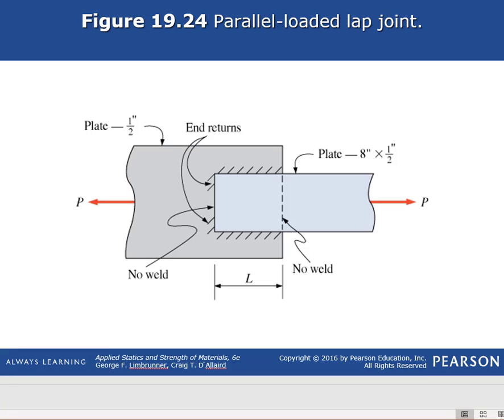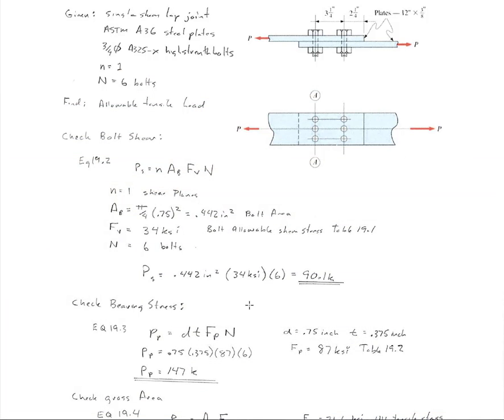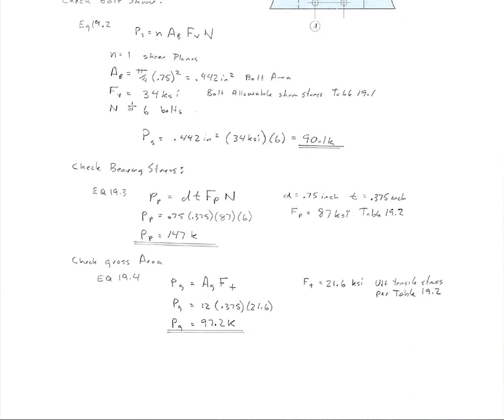Bear with me a second here. Let me find you table 19.2. And there you go. So F_p is the allowable bearing stress of 87 ksi. So that's where we found that one. Times N. We multiply those out and we get the bearing stress load is 147 K. So far we're limited by the shear stress in the bolts.